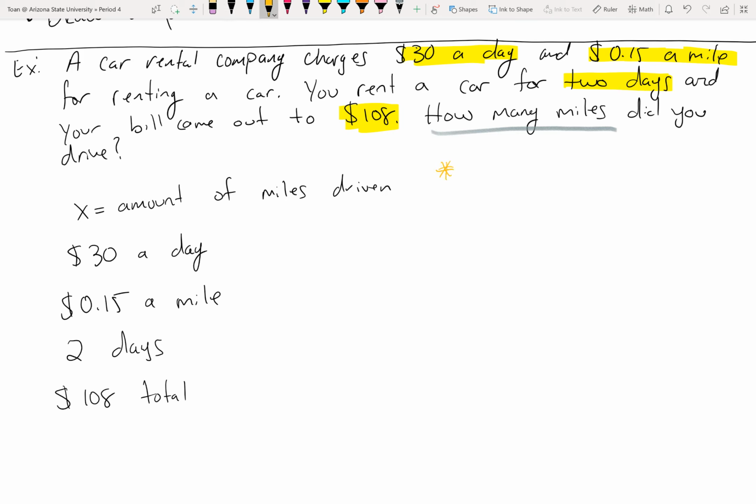Now comes the hard part. Once we have identified the variables and extracted all the information, the hard part is coming up with an equation to solve. So here's my tip to you when it comes to equation building. Total amounts are usually on their own side of an equation.